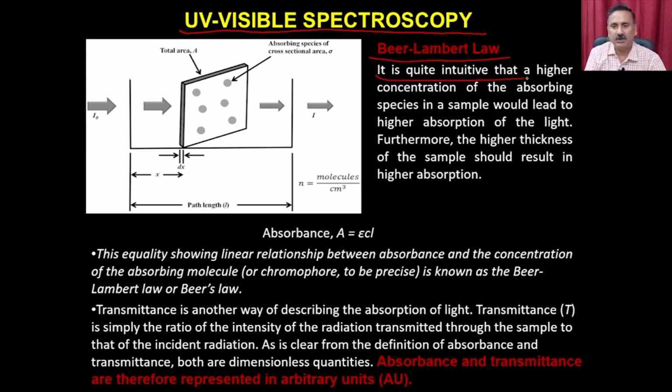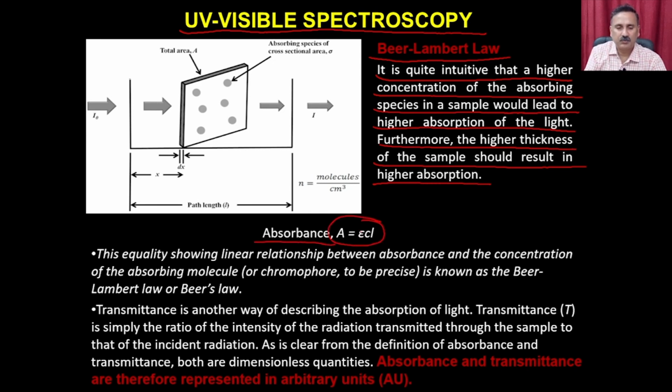So it is quite intuitive that a higher concentration of an absorbing species in a sample would lead to higher absorption of the light. Furthermore, a greater thickness of the sample should result in higher absorption, and that's why absorbance is directly proportional to the concentration, and absorbance is directly proportional to the length. That's why absorbance is given as epsilon C l, and epsilon is the molar absorptivity.